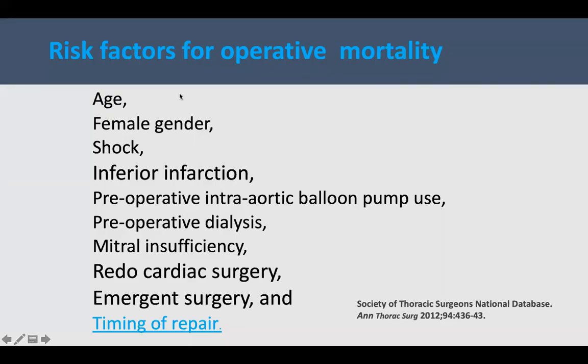They found the following risk factors for operative mortality in STS data. They showed age, elderly people, female gender, those who are in shock, and inferior infarction, which is technically very difficult. Preoperatively, if you have an intra-aortic balloon, it showed more mortality. Probably the patients were sick. Those who were on dialysis before, have an associated MI, a redo, emergency, and most important, timing of surgery. This will decide your outcome.